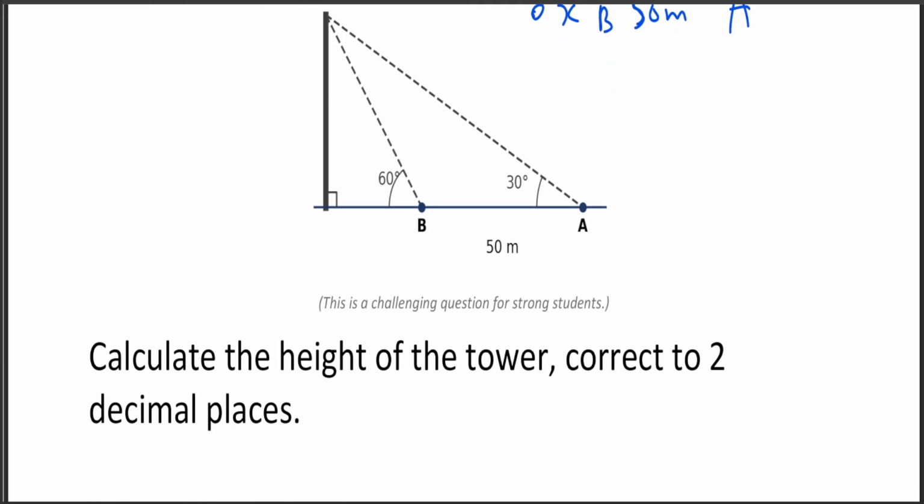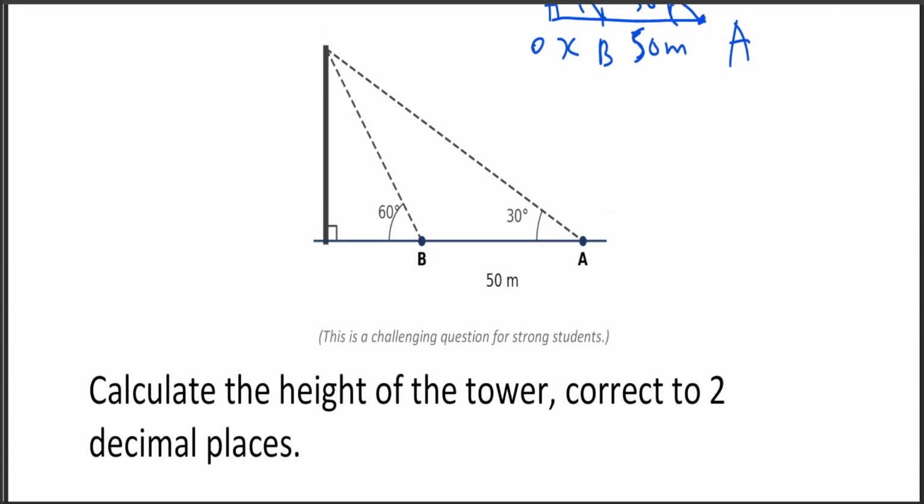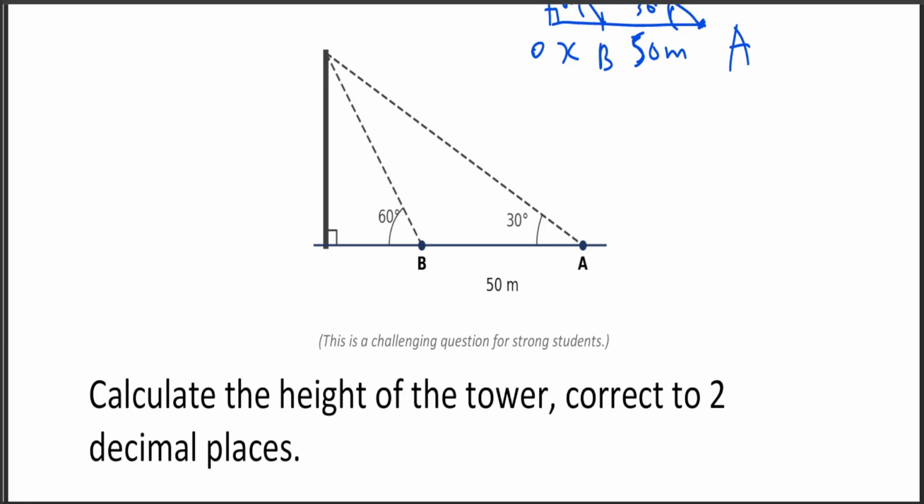Now, question says, hapo imeandikwa this is a challenging question. Kwa wale ambao waweza fanya. Calculate the height of the tower correct to 2 decimal places. Now, the distance from here to here hatujui, let's say it is x. The height of the tower is y.